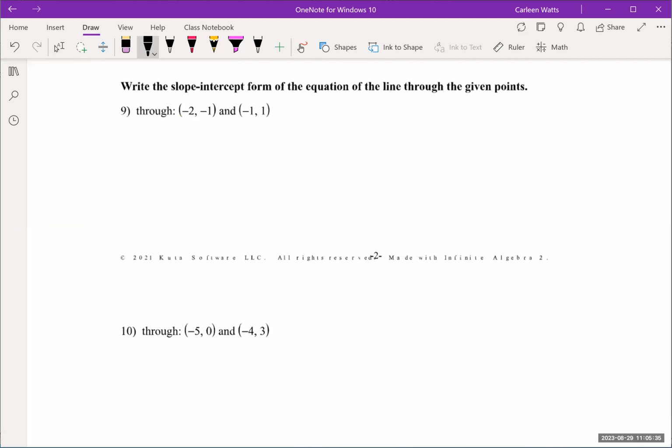Write the slope-intercept form of the equation. 2 points. Let's put it in a table. -2, 1, and -1, 1. Typo. Okay, am I correct? Yeah.